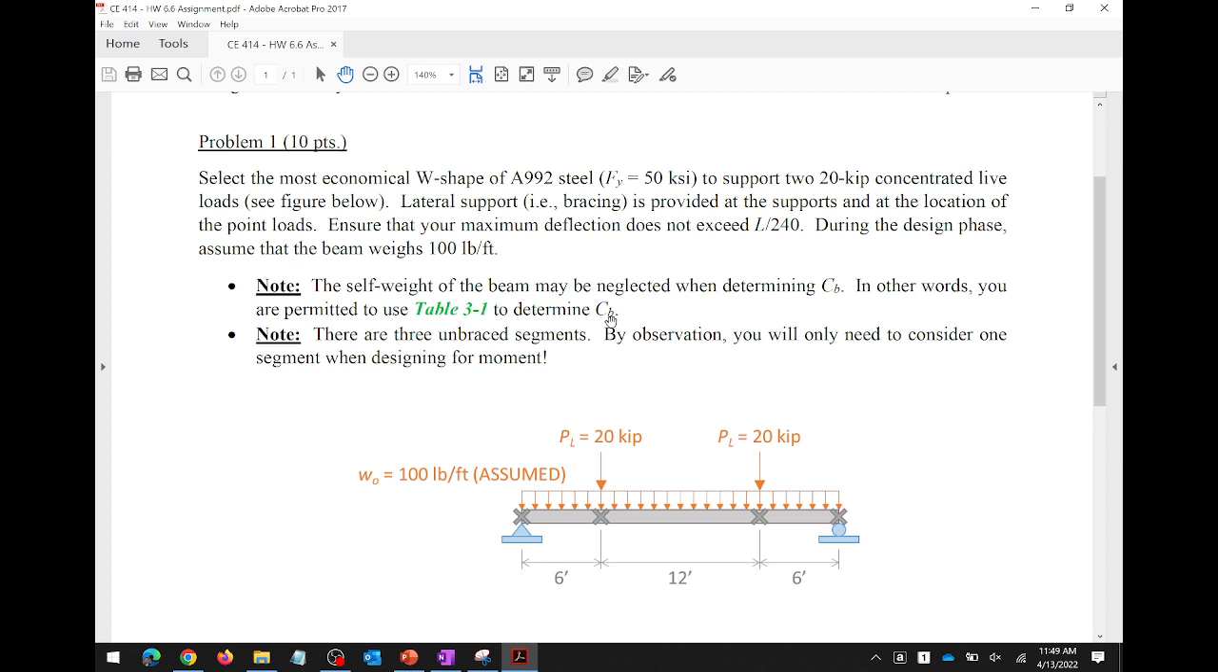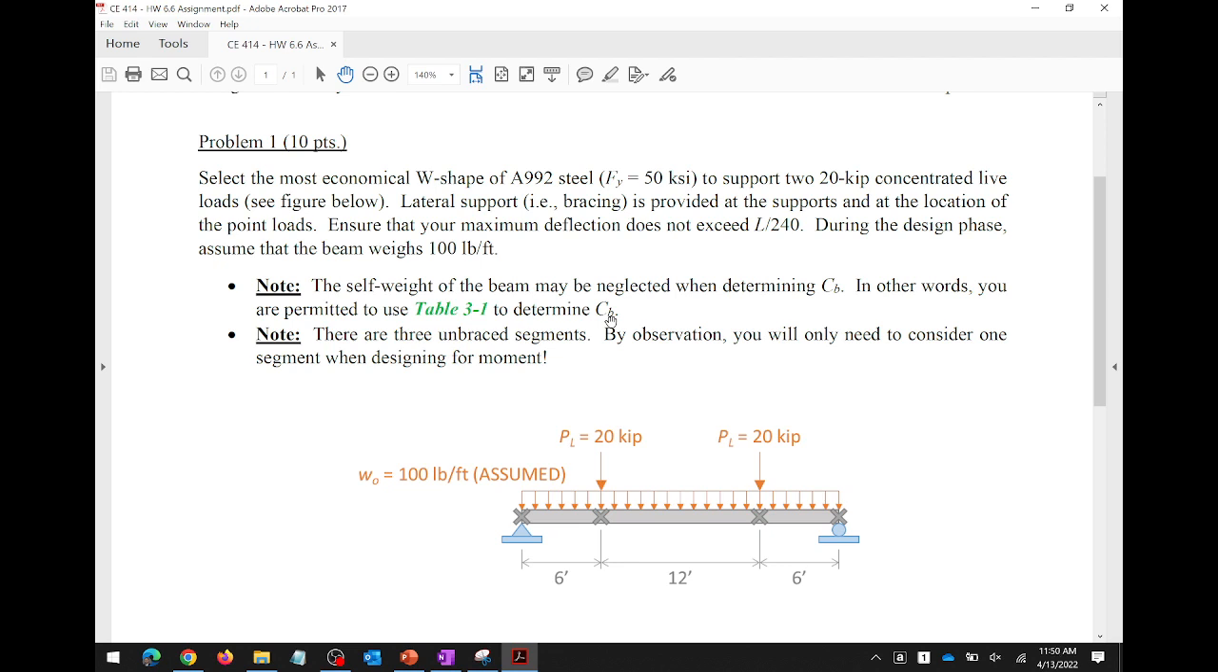So I want you to think about this problem from a moment diagram perspective. I'm going to have the same moments on this end segment as I am on this end segment, right? So what that means is I really need to figure out which one I need to consider for design. This one or this one. Now let's compare the two. Which one's longer, the end or the middle? Middle. Now let's think about capacity. If the unbraced length gets longer, what happens to the capacity? Goes down, right? That's point one.